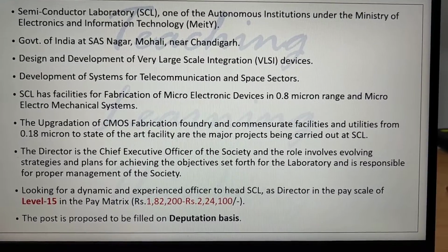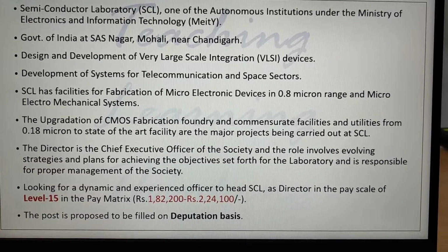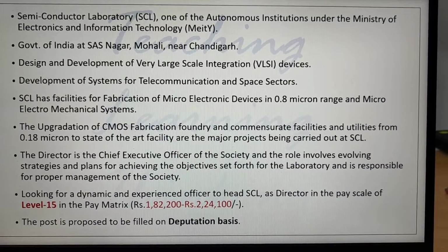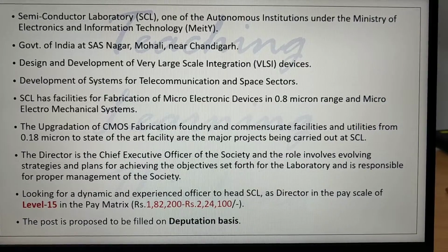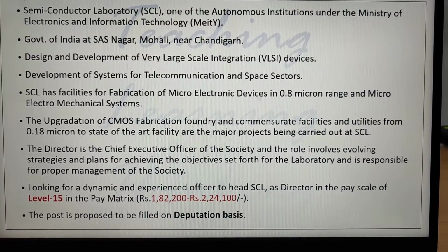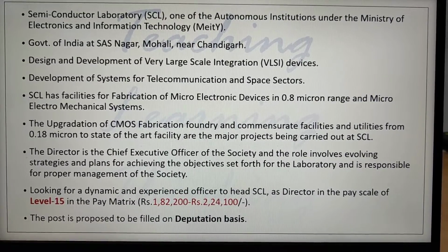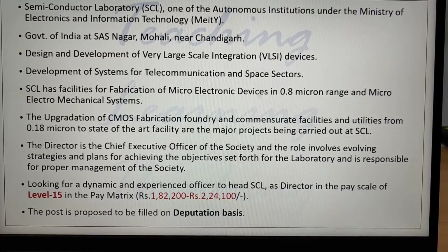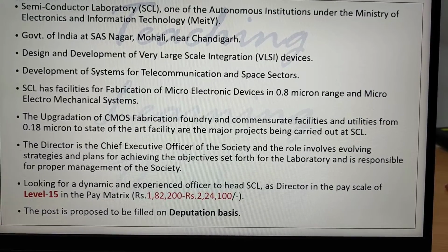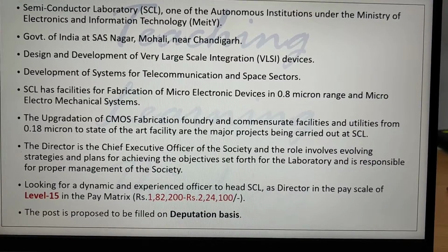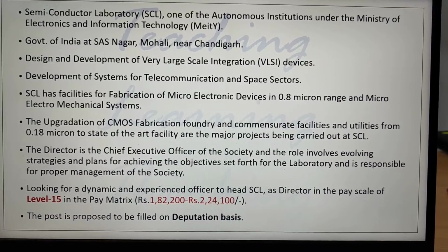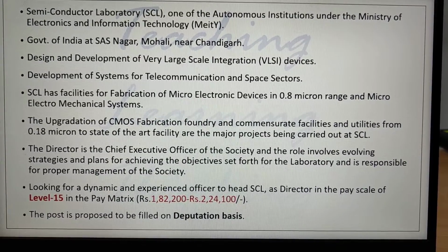The director is the chief executive officer of the society, and the role involves evolving strategies and plans for achieving the objectives set for the laboratory, and is responsible for proper management of the society. SCL is looking for a dynamic and experienced officer to head SCL as director in the pay scale of level 15 in the pay matrix, rupees 1,82,000 to 2,24,000. So the pay scale will be in this range, and the post is proposed to be filled on deputation basis.